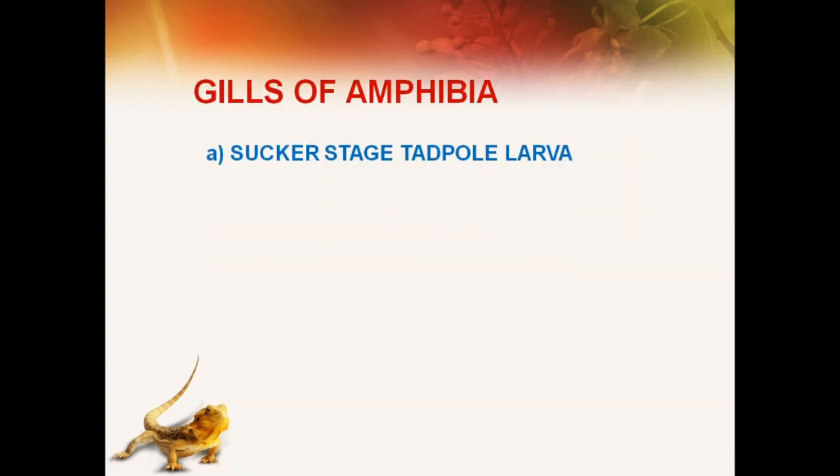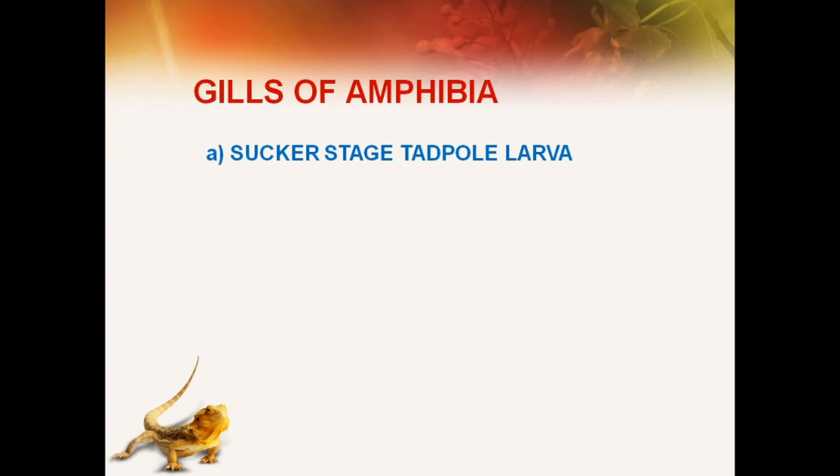Now the gills of amphibia. The adult frog shows lung respiration, but in the larval stage, that is the tadpole larva, it bears gills for respiration. These gills develop in different developmental stages of the tadpole during metamorphosis. These tadpole forms or larvae we will see one by one.